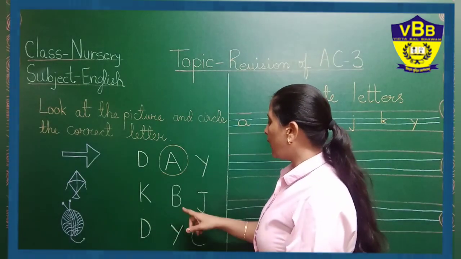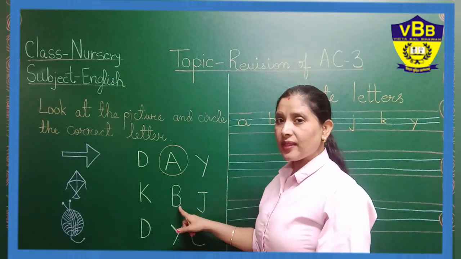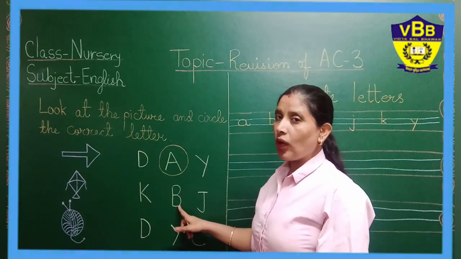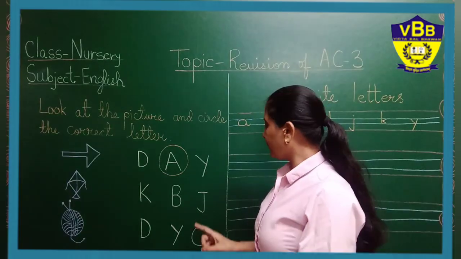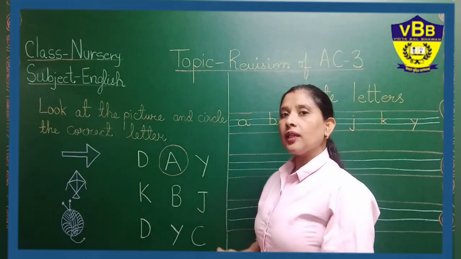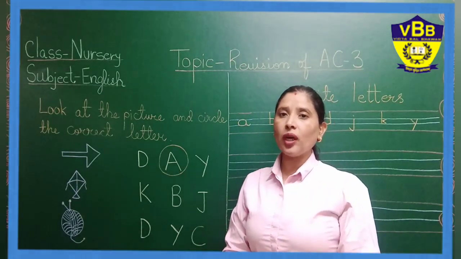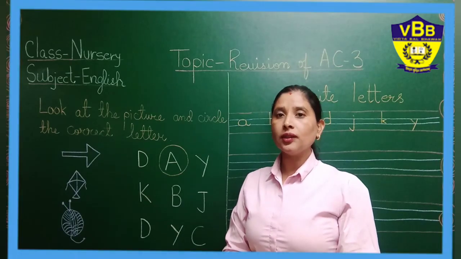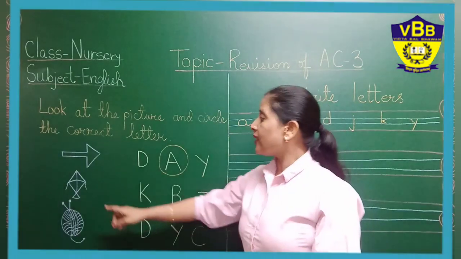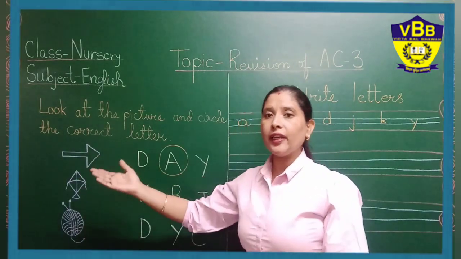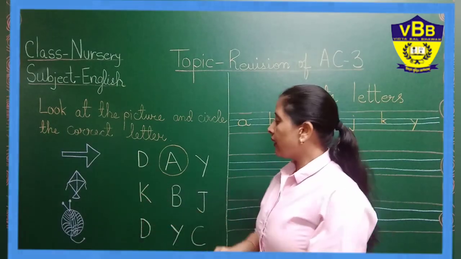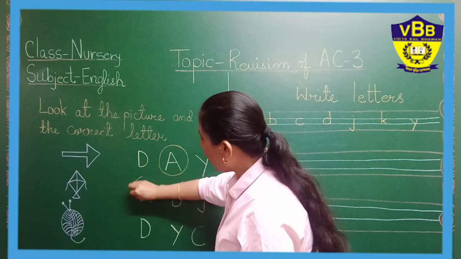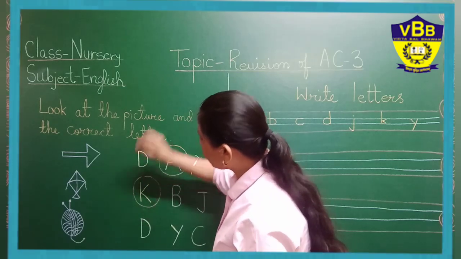Let's see other letters too. Which letter is this? B. It gives us the sound of b. So we are not going to circle it. Which letter is this? J. Letter J gives us the sound of j. As this is the picture of a kite and kite gives us the sound of k, we will circle the letter K with the help of a pencil.